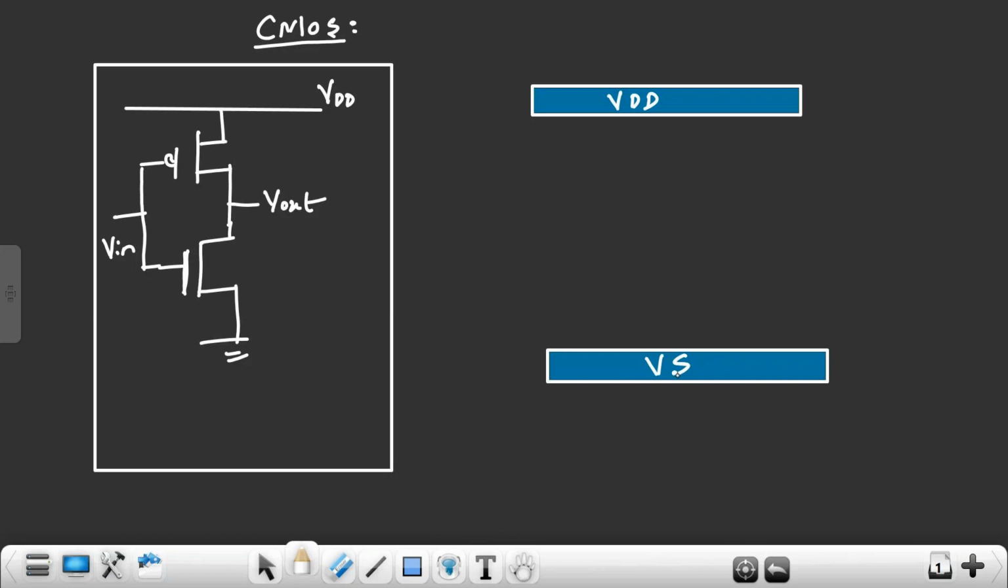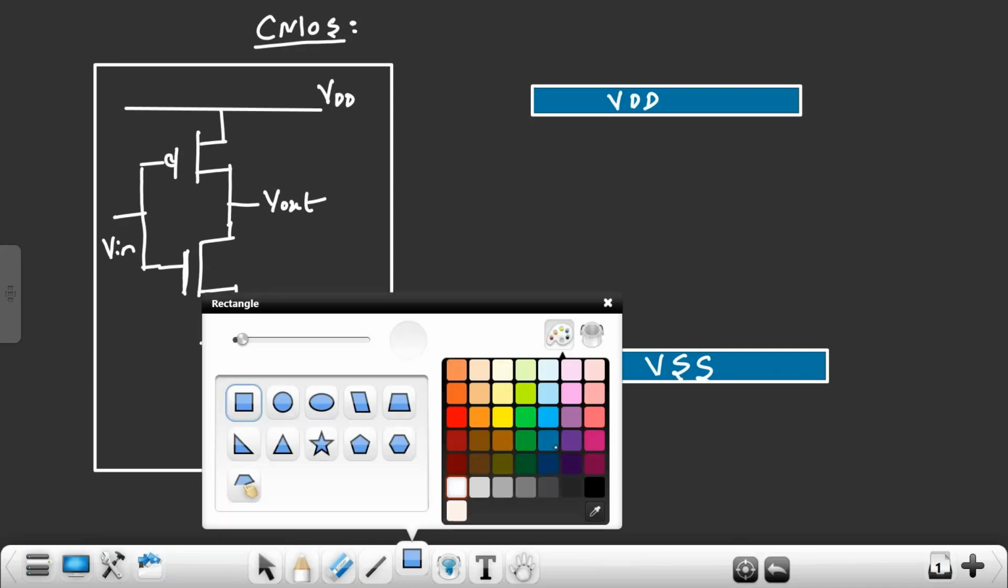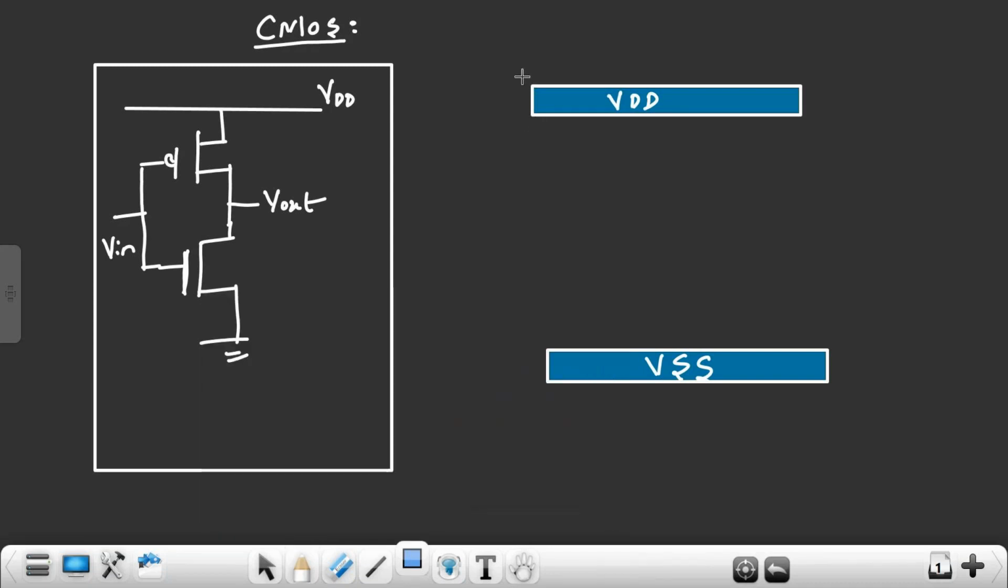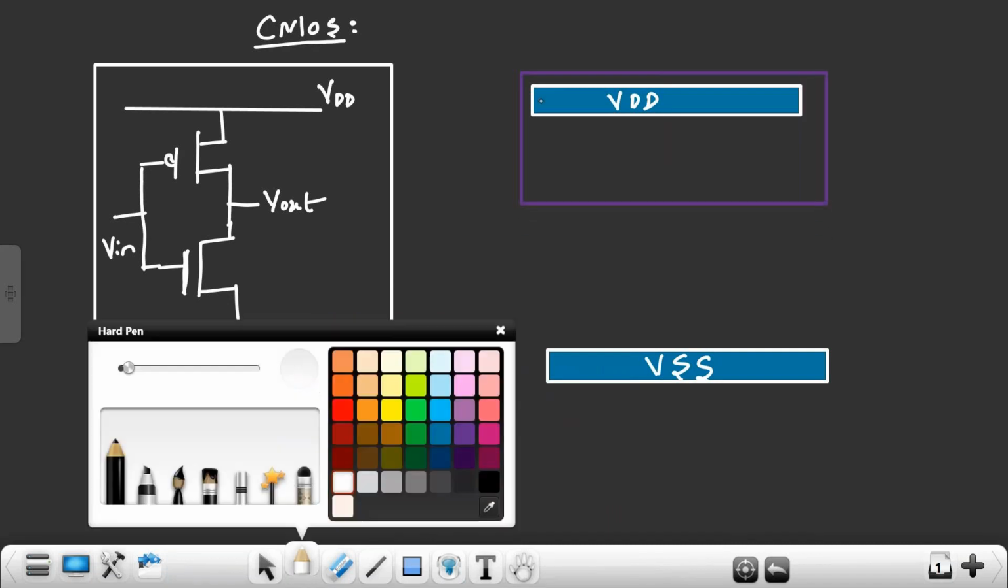VSS. So when I want to form the PMOS, if I have to use either twin tub process or N-well process, we have the N-well process. This PMOS is always formed in N-well, right? I should use N-well. This is N-well.